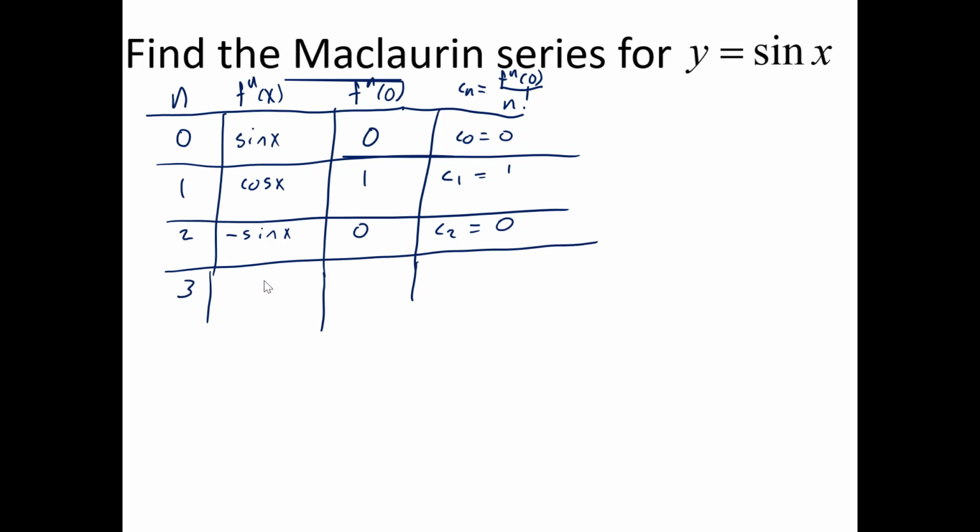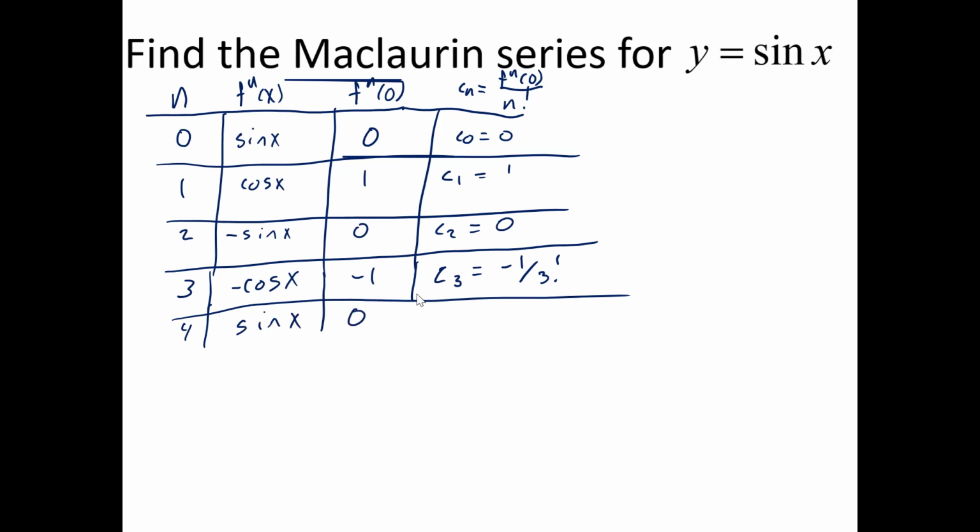When n is 3, you get the negative cosine of x. Evaluated at 0, you get negative 1, and then your c_3 will be negative 1 over 3 factorial. And when n is 4, you end up right back where you started. You still get 0, and so your c_4 is 0. And then you're going to just keep repeating these numbers, 0, 1, 0, negative 1, 0, but your c_n is always over n factorial, so you're always going to have an n factorial.